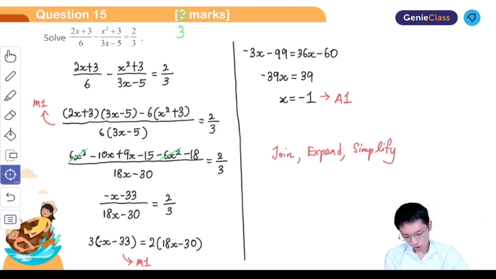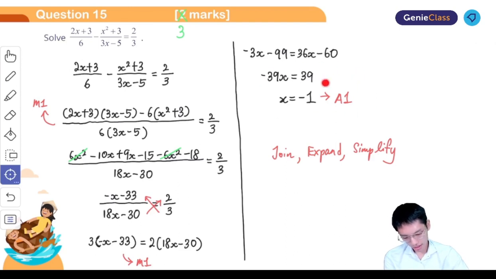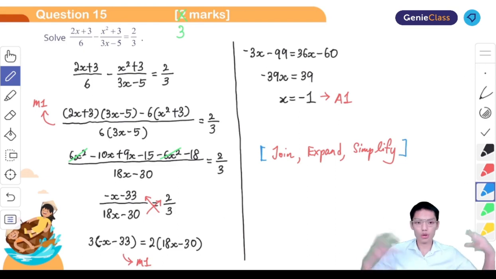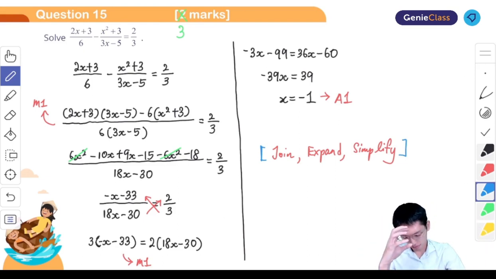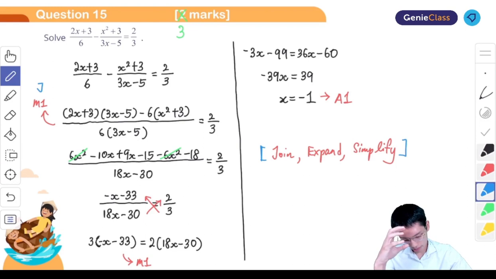Why? First one, join up the fractions. Then simplify. Next one, expand it out by cross multiplying over here. So this one goes here, this one goes here. Lastly, simplify to get to your answer. So in this case, go to these 3 magic words over here. We join, we expand it out over here. So this is the expand part, but we can also expand over here. This is your expand.